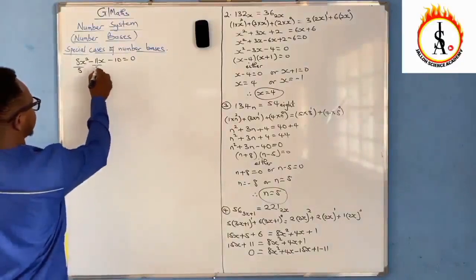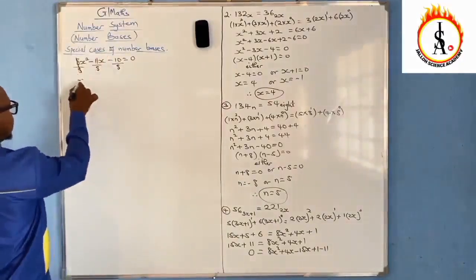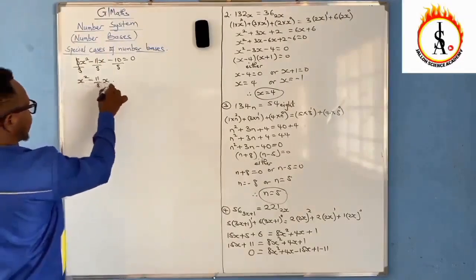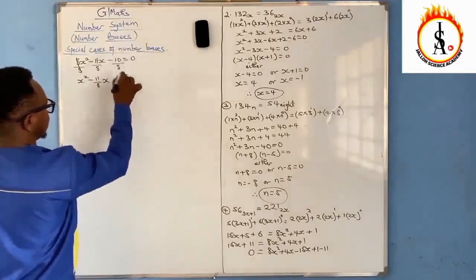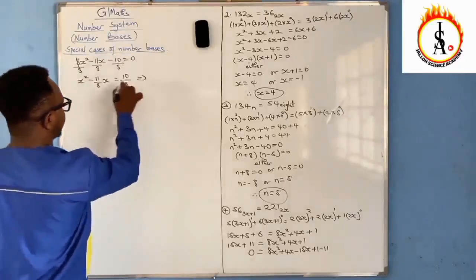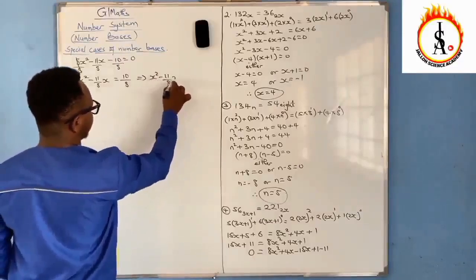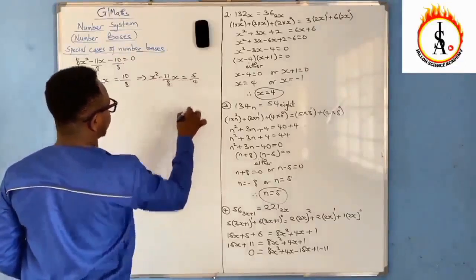Divide here by 8, here by 8, and here by 8. This cancels, we are left with x squared minus 11 upon 8x. If we transpose this, we get 10 upon 8. This can be simplified further as x squared minus 11 over 8x is equal to 5 over 4.